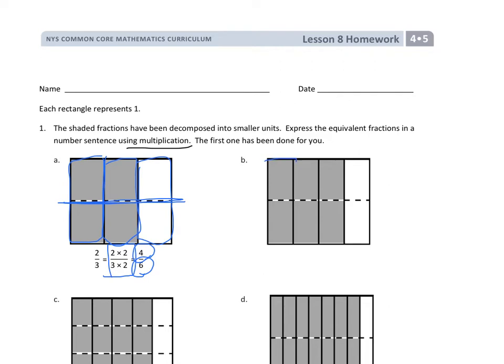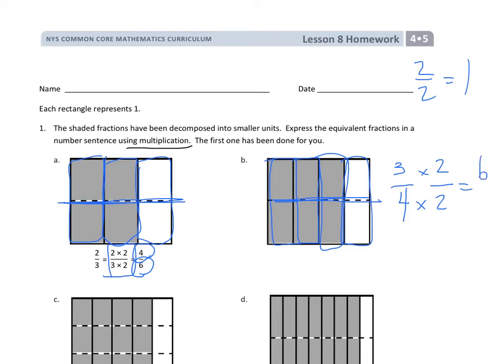So in B, you're thinking about the original fraction. You can see here that it's 3 out of 4. And they're cut into 2 equal parts. So you can see that you're going to multiply both the numerator and the denominator by 2. Remember that any fraction where the numerator and denominator are the same number is equal to 1 whole. We're not changing the fraction value, we're finding an equivalent fraction. So this becomes 6 out of 8.